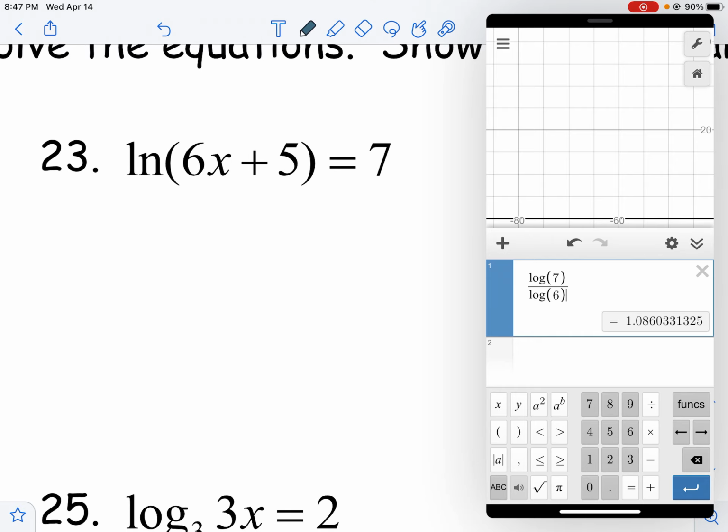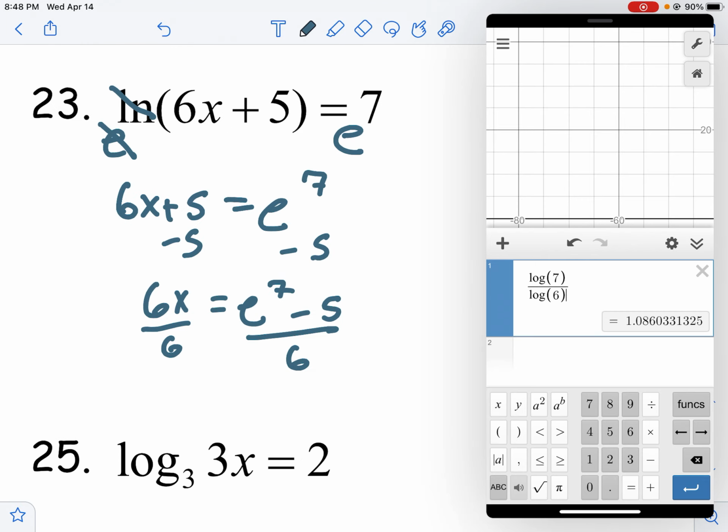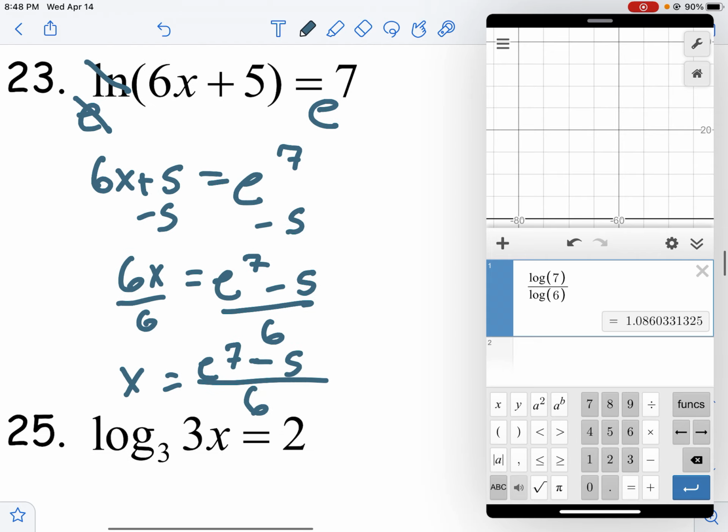For this first one, it's a natural log, so the only way to get rid of a natural log is to exponentiate both sides with e. When you do that, ln and e cancel, and so you get 6x plus 5 is equal to e to the 7th power. Now we're going to subtract 5 from both sides to get 6x equals e to the 7 minus 5. And then lastly, divide 6 off of everything to get x is equal to e to the 7 minus 5 all over 6.